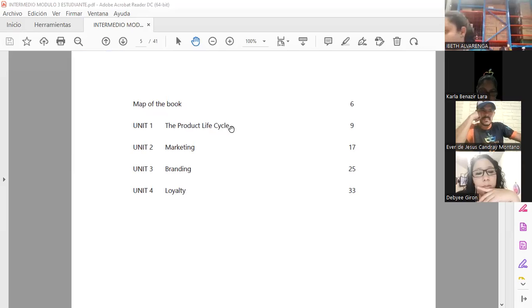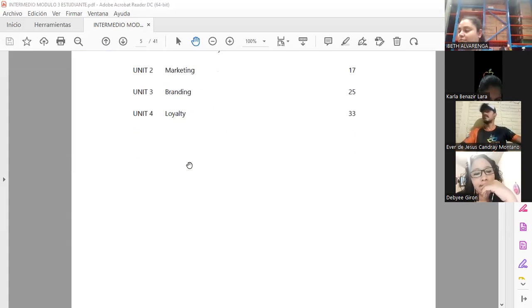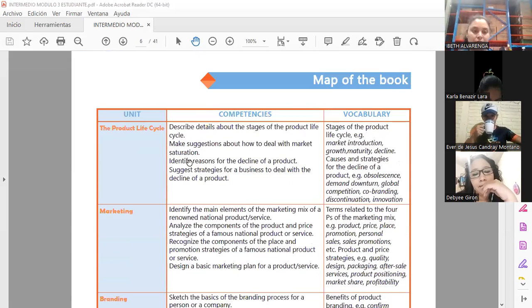In 25 classes, we are going to work with these four units. The product life cycle, this is unit number one. Unit number two, marketing. Number three, branding, the name of the product. And number four, loyalty. If you like a product, like, who said that? Mariano, I guess, said that you love Coca-Cola, right? So that is loyalty. We're going to learn about these four units in 25 days. Here we have the competencies, the vocabulary.